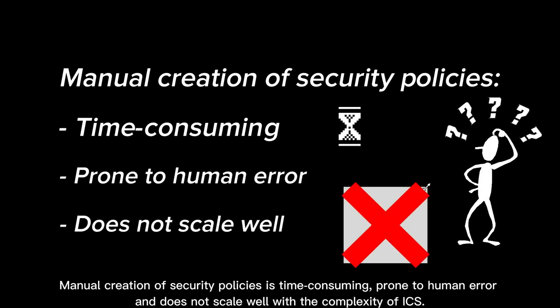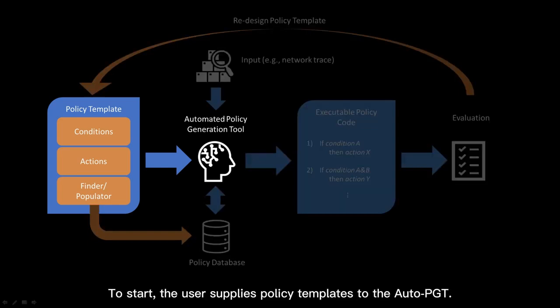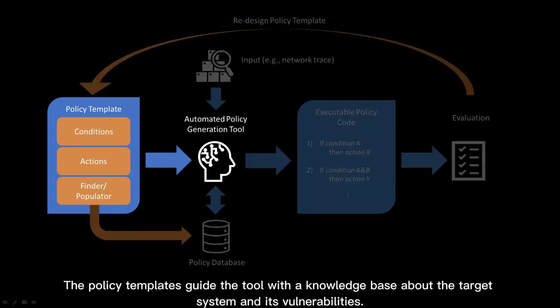Manual creation of security policies is time-consuming, prone to human error, and does not scale well with the complexity of ICS. We explain our solution, the AutoPGT. This diagram outlines the workflow for the AutoPGT. To start, the user supplies policy templates to the AutoPGT. The policy templates guide the tool with a knowledge base about the target system and its vulnerabilities.